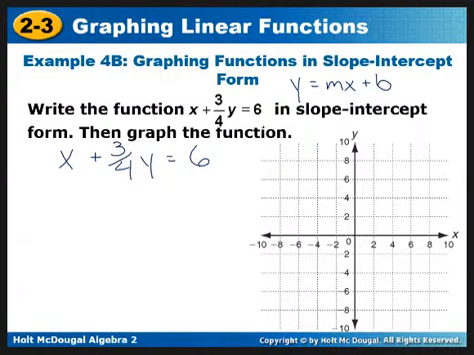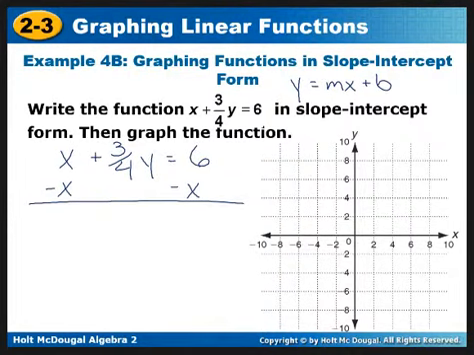So to start with, I need to get the x out of there, so I'm going to subtract x from both sides. When I subtract the x from the left side, I'm going to be left with 3/4 y, and that is going to equal negative x plus 6. Alright, now unlike the last problem where that was all we had to do to get the y by itself, here's a little bit different.